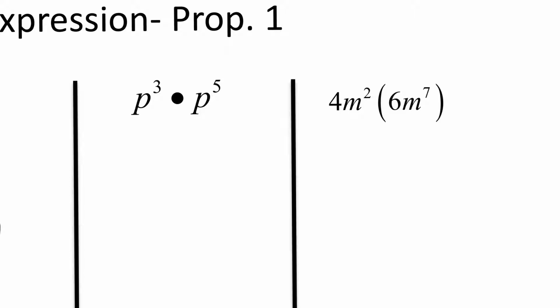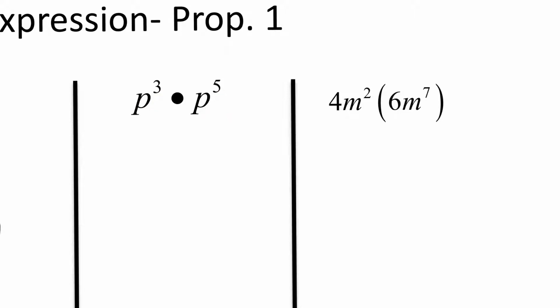Now the next ones don't have numbers, they actually have variables. So we have p to the third power times p to the 5th power. These are monomials because it's only one term. You have p with an exponent, the exponent is not negative, and you don't have a fraction with the variable underneath in the denominator. So it is a monomial. So we're multiplying a monomial times a monomial, p to the third times p to the 5th.